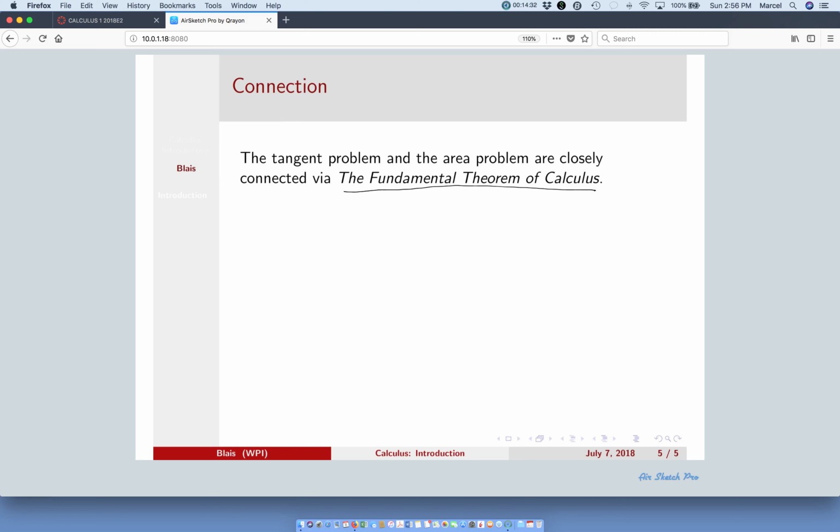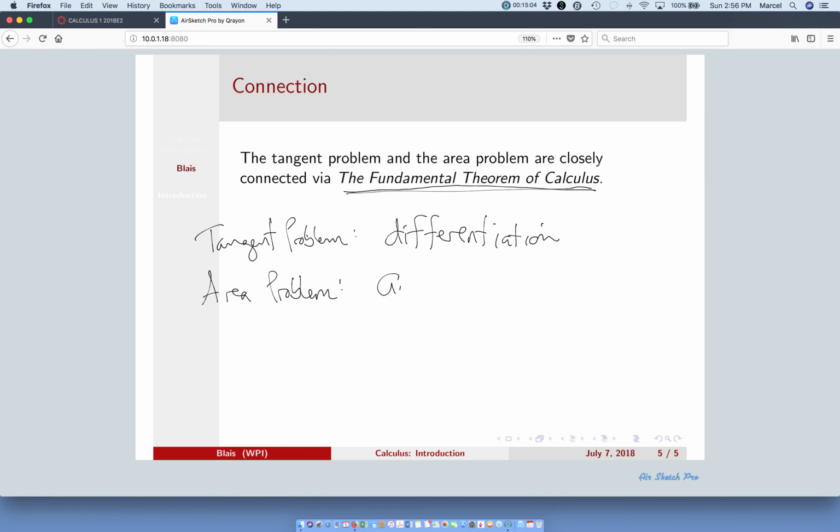And it turns out that our tangent problem, we use the idea of finding a derivative, which we call the process of differentiation. And then it turns out that the area problem, and this is the key insight of this theorem, is that we're using the same concept of derivative or differentiation, except we're doing it in reverse. And we call it anti-differentiation.